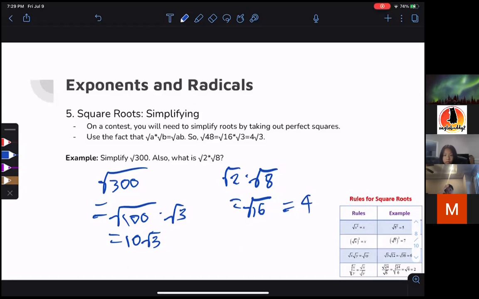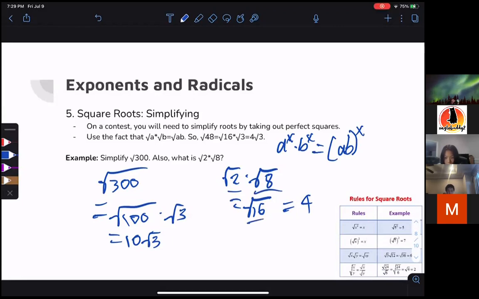Yeah, exactly right. I don't know if I explicitly mentioned this, but if you have different bases raised to the same exponent, then this equality holds both ways. A to the x times b to the x is ab to the x. And this is just a special case where they're square roots.